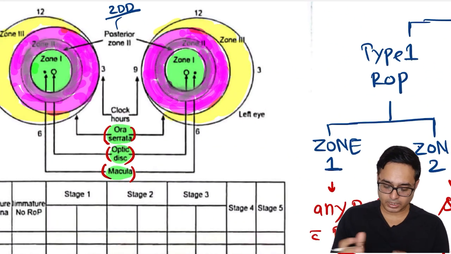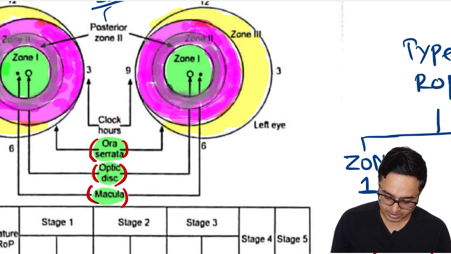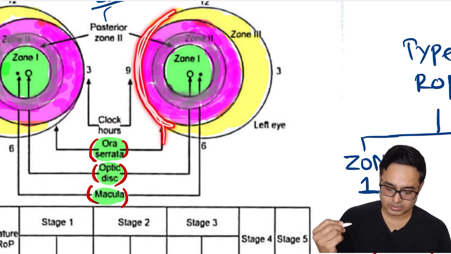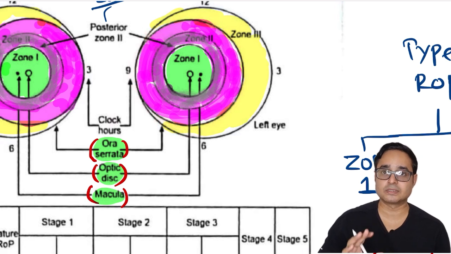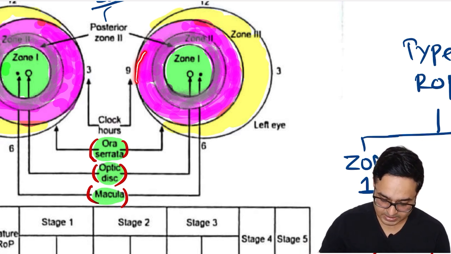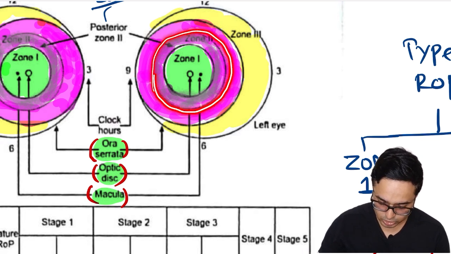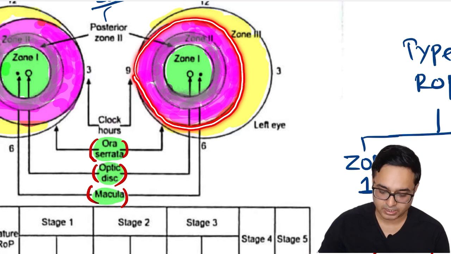What happens in zone 2? Zone 2 basically encircles zone 1. This is the ora serrata, the nasal margin of the retina. Starting from the ora serrata, the concentric circle around zone 1 is called zone 2. This will be symmetric, like zone 1 was symmetric, it is also a symmetric round. You are able to see the red color is zone 2 and zone 1 is seen in green. So from the ora serrata, encircling the whole of zone 1, it is zone 2.